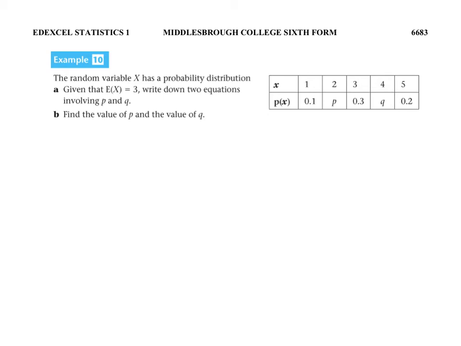1. So that's one thing that we could write down. So all the probabilities add up to 1. Can you form an equation with that information? So that tells me that 0.1 plus P plus 0.3 plus Q plus 0.2 is equal to 1. Let's tidy that up.